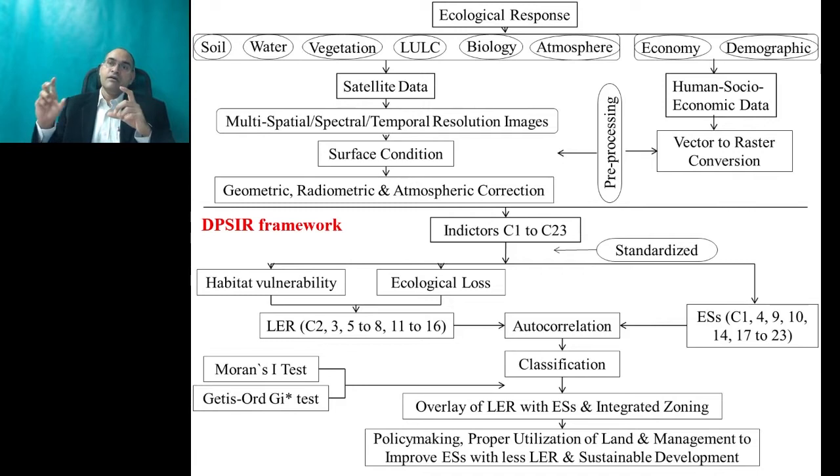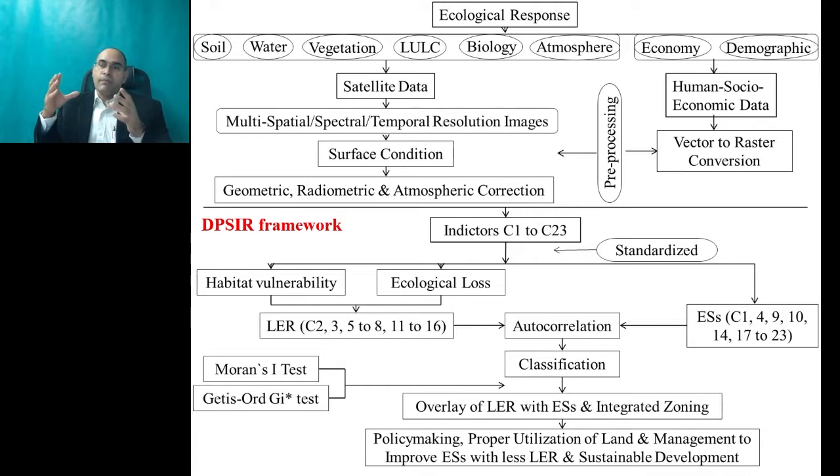We use three different layers and make them two, LER and ES, ecosystem services and land ecological risk, and overlap them to exactly identify which patches or areas have high risk or low ecosystem services. Some areas have low risk and provide high ecosystem services, which is a really good thing.